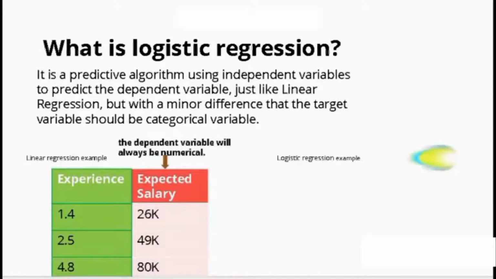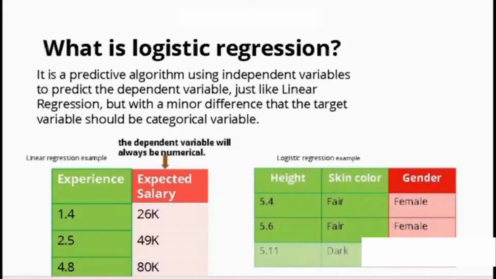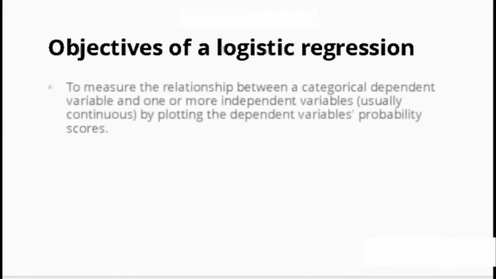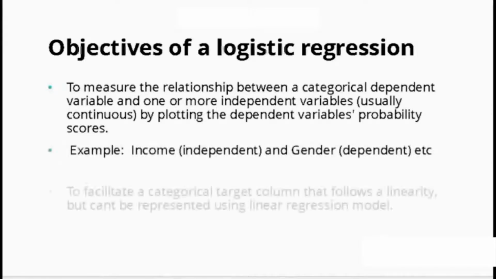And here's an example of logistic regression where the independent variable is numerical or categorical, whereas the target column must be categorical. Now let's understand why we should use logistic regression in the first place. Here, logistic regression measures the relationship between an independent variable and a dependent categorical variable, and bases its probability scores on it. Example, using income to identify the gender of an individual.